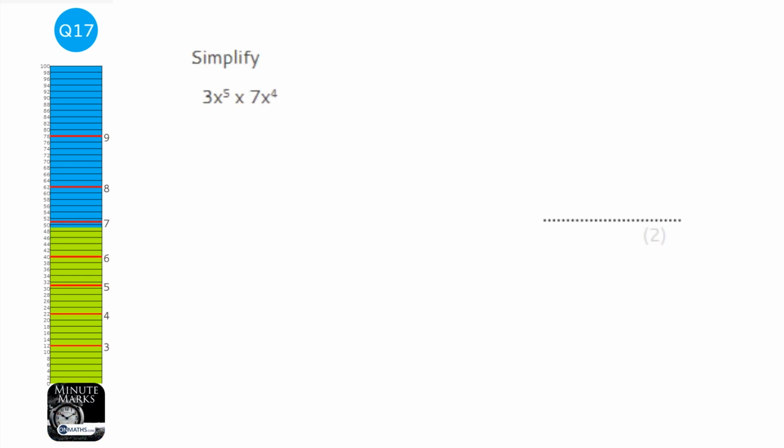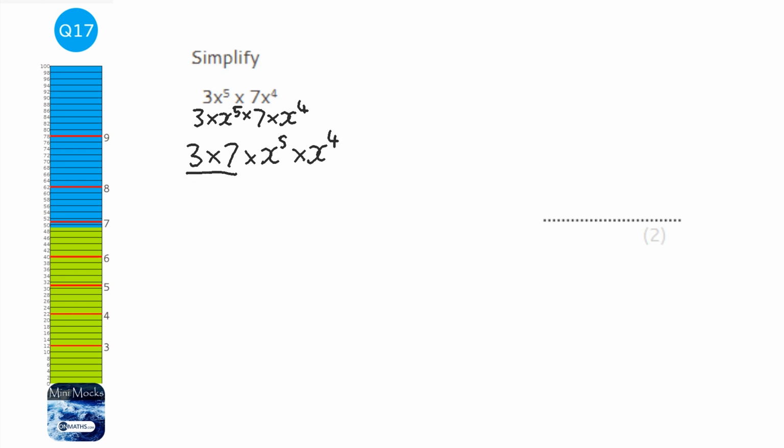With this question, we can just rearrange it, because this is the same as 3 times x to the power of 5 times 7 times x to the power of 4. So we can rearrange it to put the numbers together: 3 times 7 times x to the power of 5 times x to the power of 4. Now 3 times 7 is 21. And when you multiply powers of the same base, you just add the powers together. So that's x to the power of 9. So my answer is 21x to the power of 9.